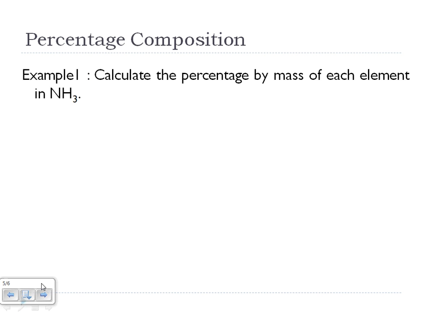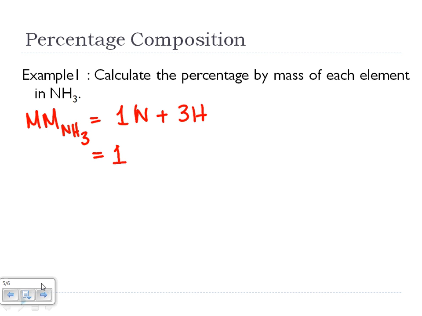So example number 1 from your notes. Calculate the percentage by mass of each element in ammonia, NH3, or nitrogen trihydride. So the first thing you have to do is find the molar mass of nitrogen trihydride or ammonia. To do that, I know I've got 1 nitrogen and 3 hydrogens. So here's a little review.